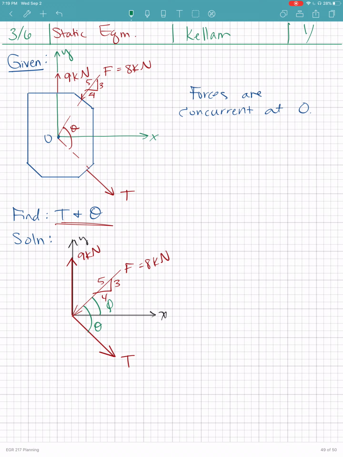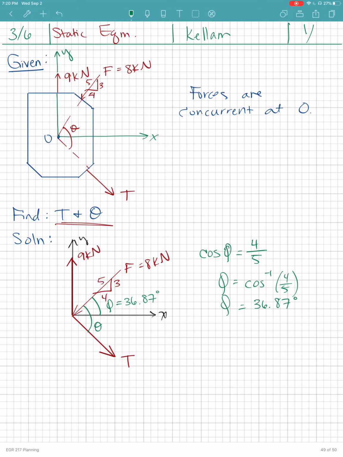We could do tangent or sine or cosine. It doesn't really matter. So let's say we do cosine. I'm just randomly picking one. Cosine of phi equals, SOHCAHTOA, cosine is adjacent over hypotenuse, so that would be 4 over 5. So phi is just going to equal the inverse cosine of 4 over 5. I'm going to use my calculator. 4 over 5 is 0.8, and then I'm going to do the inverse cosine. So phi equals 36.87 degrees. I'm going to write that into my free body diagram, 36.87 degrees.